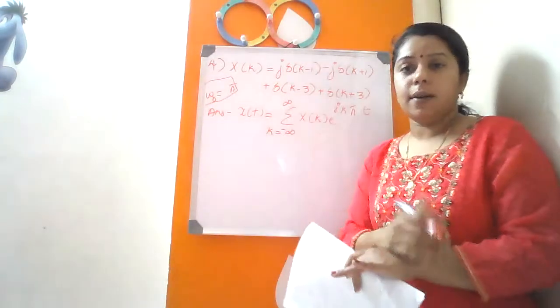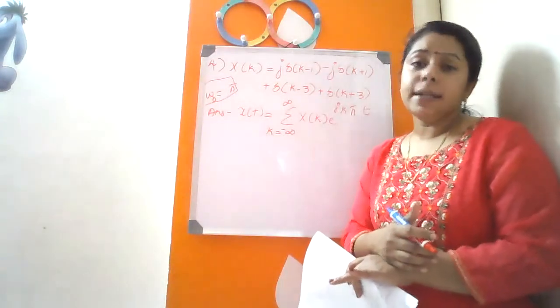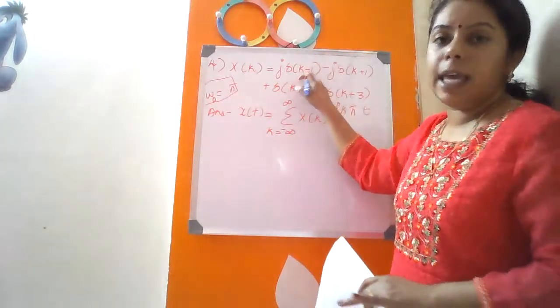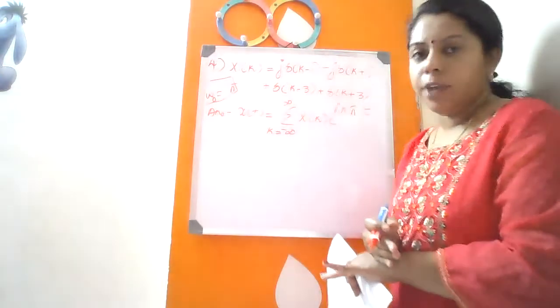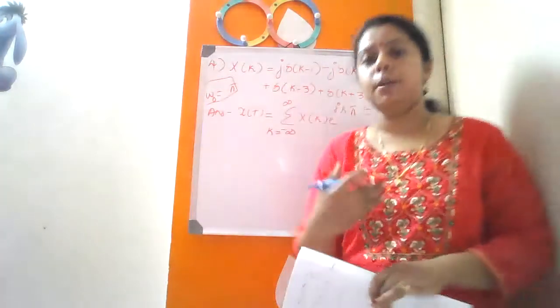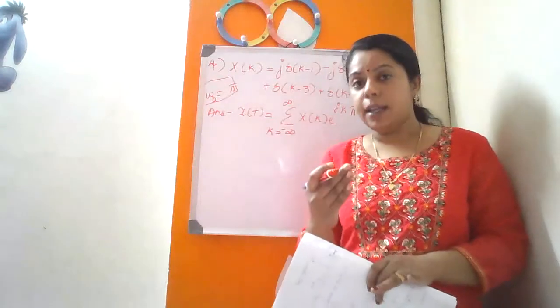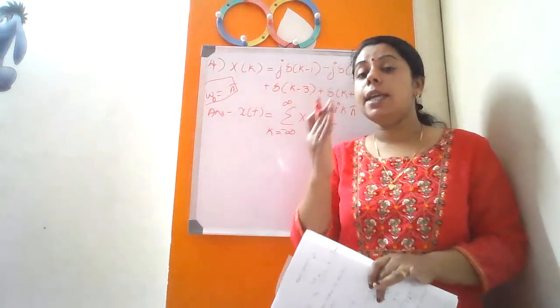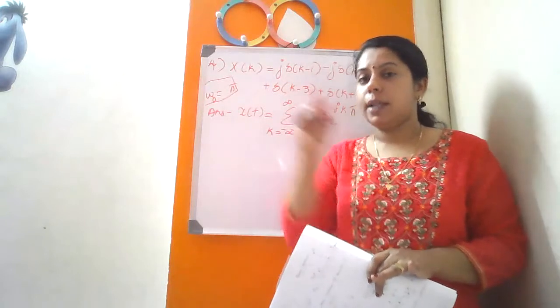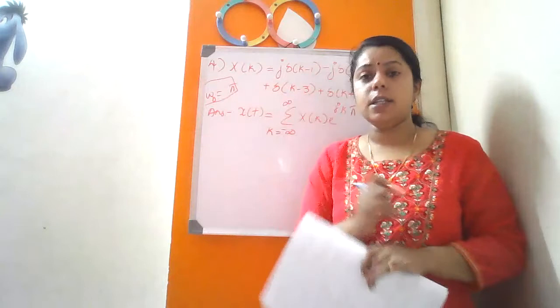Okay, so this is what we are getting. Now, let us see. Actually, here it is del of k minus 1. Del of k minus 1 means it's a delayed version. That is, your impulse function is at plus 1. K minus 1 means the del function is at plus 1.